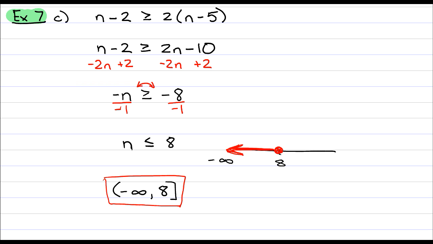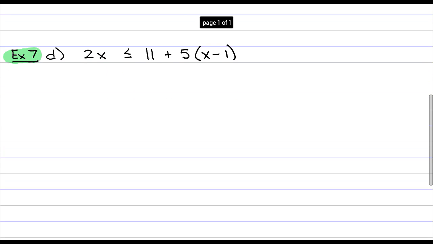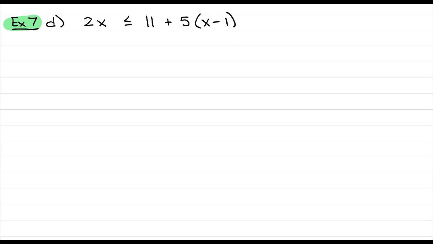Okay? So, moving on to Part D. Same basic idea. I distribute on the right-hand side, and so that's going to give me 2x less than or equal to 11 plus 5x minus 5. Okay, so I'm going to subtract 5x from both sides, and at the same time I'm going to combine this 11 and minus 5 on the right-hand side. So I'm going to end up with minus 3x less than or equal to 11 minus 5, which is 6.